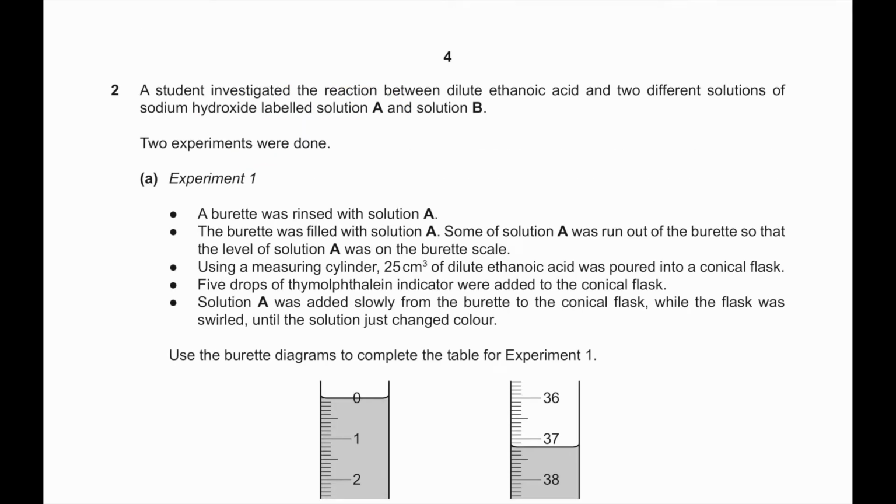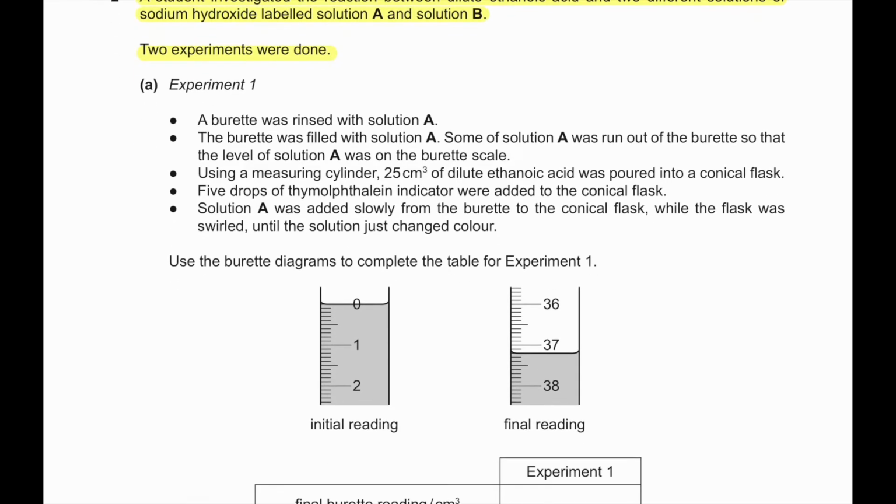Question number 2. A student investigated the reaction between dilute ethanoic acid and two different solutions of sodium hydroxide, solution labeled A and B. Two experiments were done. Experiment 1. A burette was rinsed with solution A. The burette was filled with solution A. Some of solution A was run out of the burette so that the level of the solution A was on the burette scale. Using a measuring cylinder, 25 cm³ of ethanoic acid was poured into a conical flask.